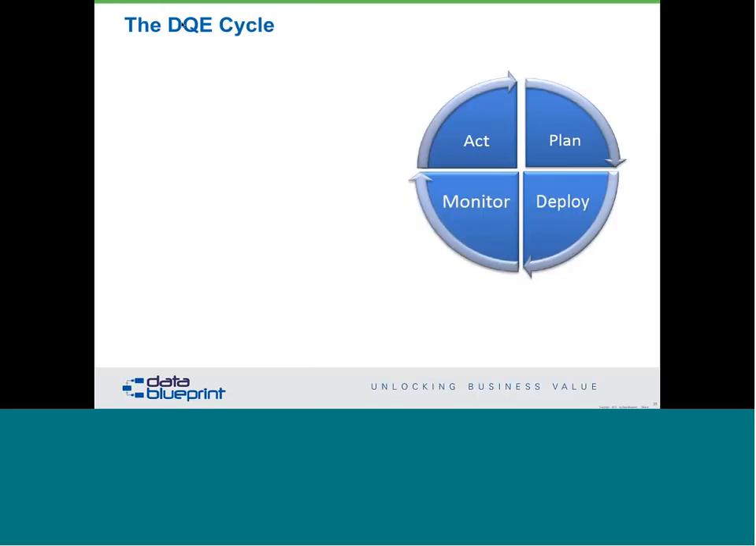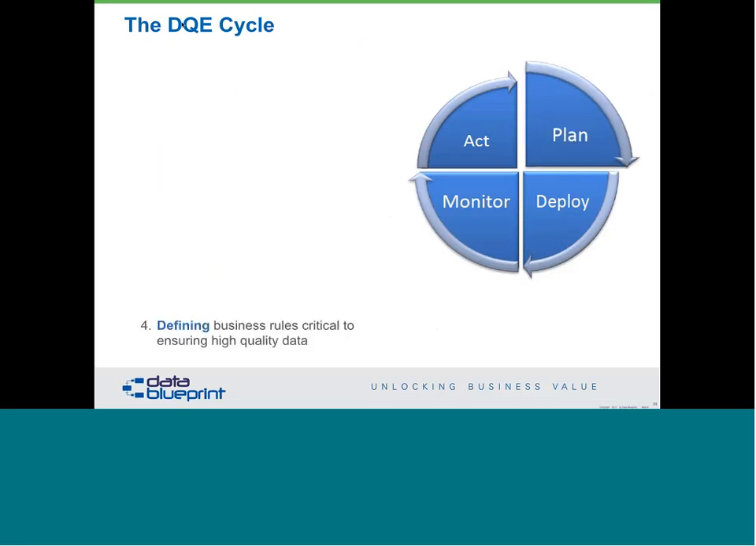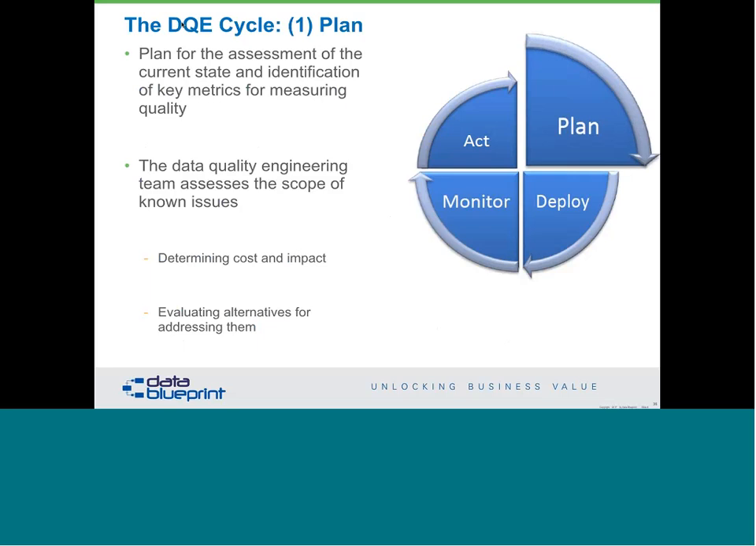So let's operationalize that a little bit and talk about the data quality engineering cycle. Some people know this as the Deming cycle, which is a very appropriate metaphor for it since he's sort of the father of our data quality movement. The idea behind this is plan, do, study, act, or plan, do, check, act. And again, we're identifying, defining, checking, and seeing what's happening there. So let's look at planning.